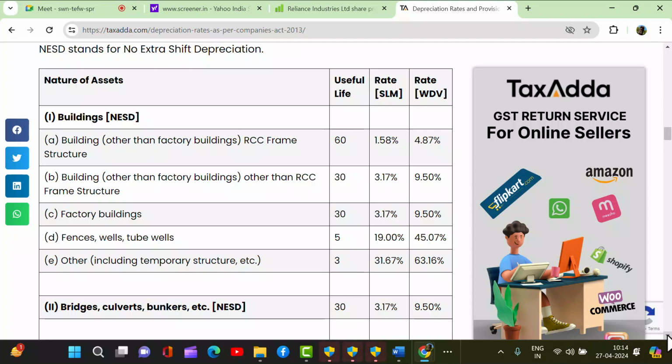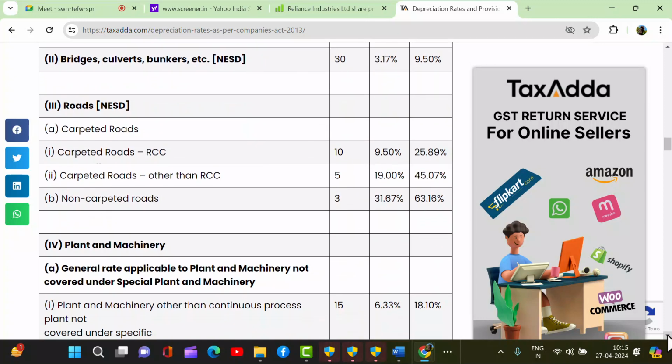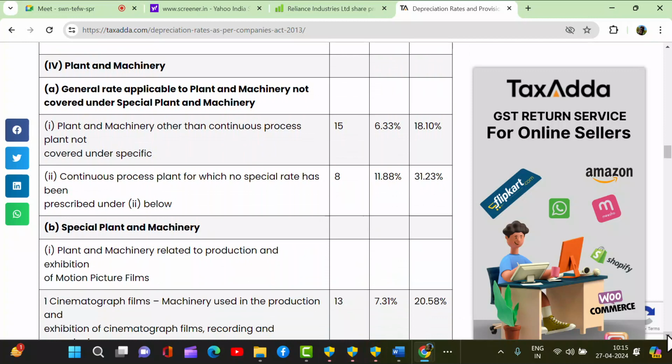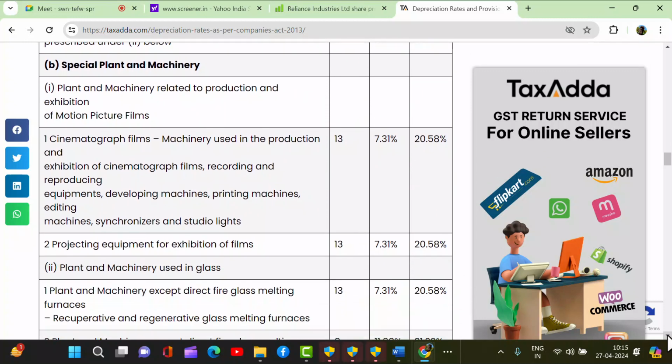So their life is considered as 60 years. The depreciation rate is given for straight line as well as written down value. Similarly, for factory building, the useful life is considered 30 years, where the rate of depreciation as per written down value is 9.5%. Similarly, the depreciation rate for everything is given. These are all as per the Companies Act.